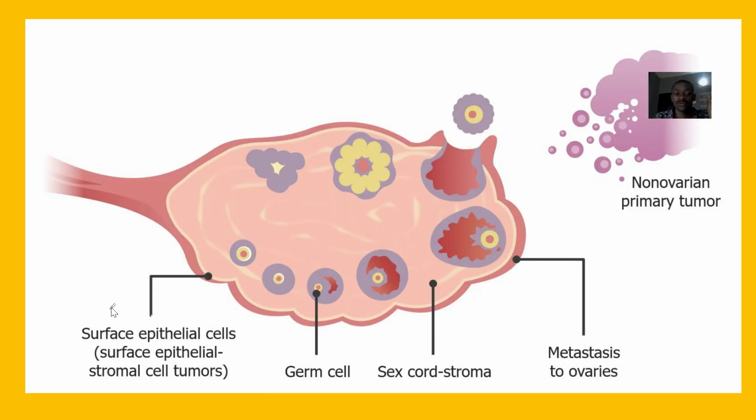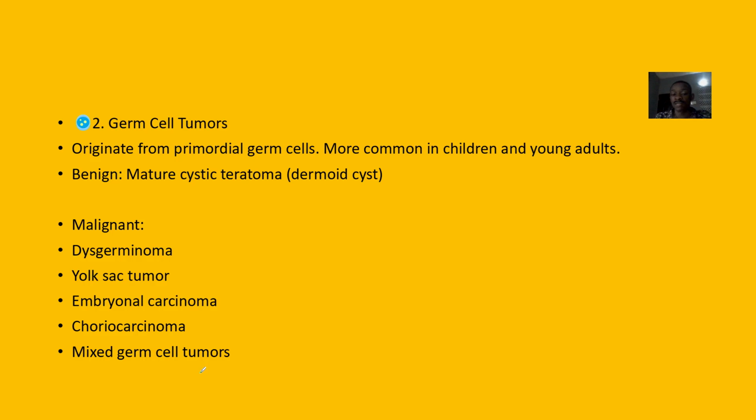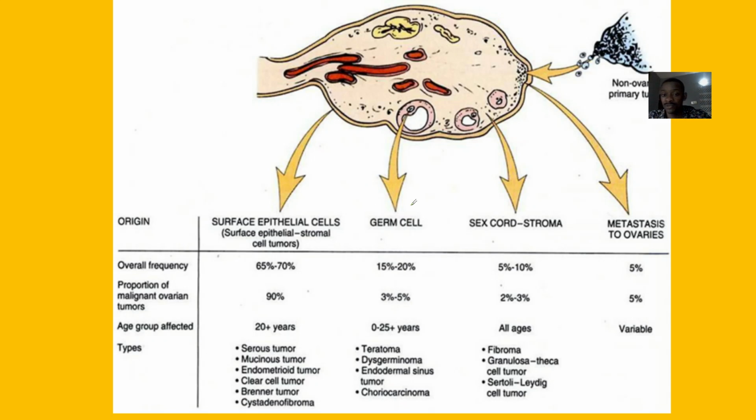So we are done looking at the surface epithelium. Let's look at the germ cells now. Those ones, they originate from what? Cells that are primordial. So we have things like mature cystic teratoma. And the malignant ones, we have things like dysgerminoma, yolk sac tumors, embryonal carcinoma, choriocarcinoma, and mixed germ cell tumors. That's the germ cells. We are done looking at the germ cells.